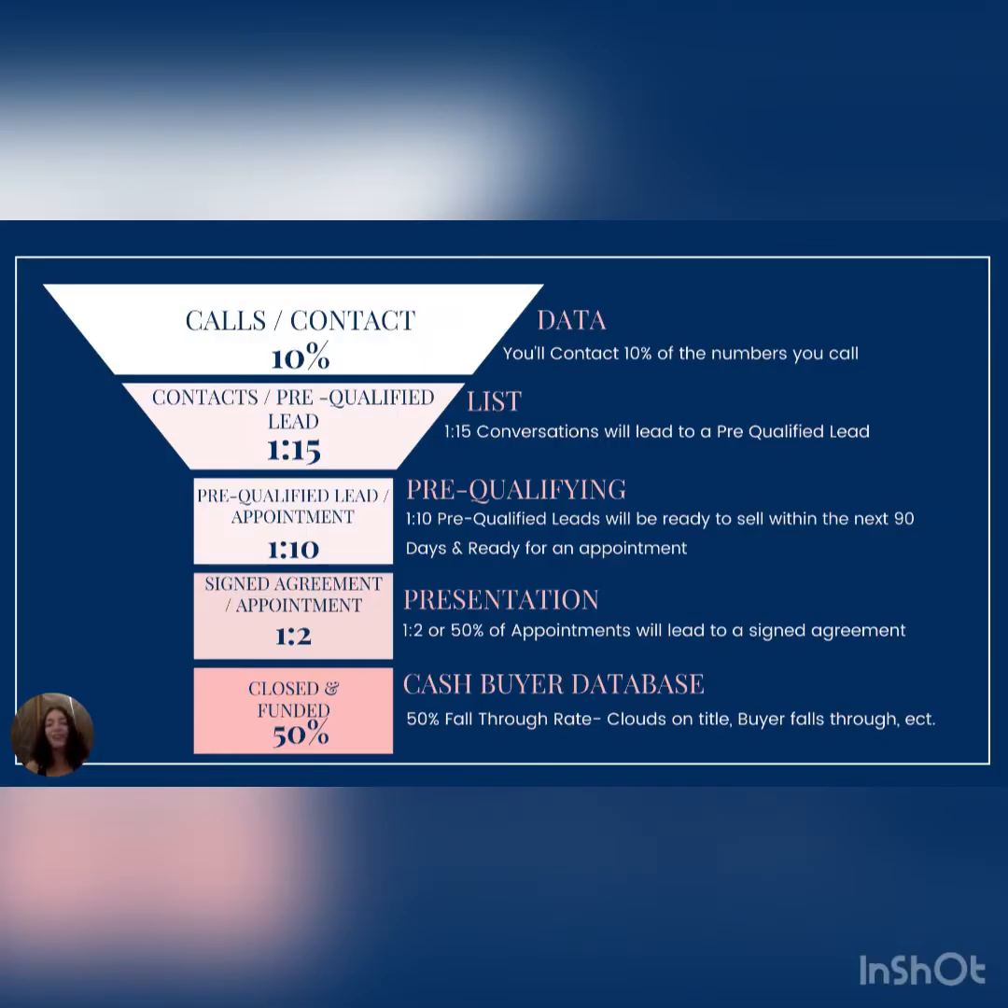All right, so we've got our seller under contract. We are starting to market the property and we're assigning it to a cash buyer. Here, we want to account for a 50% fall through rate with our end buyers, whether that be because we didn't buy the deal right, or we chose the wrong bid, or there's potentially a cloud on title. We're accounting for a 50% fall through ratio.